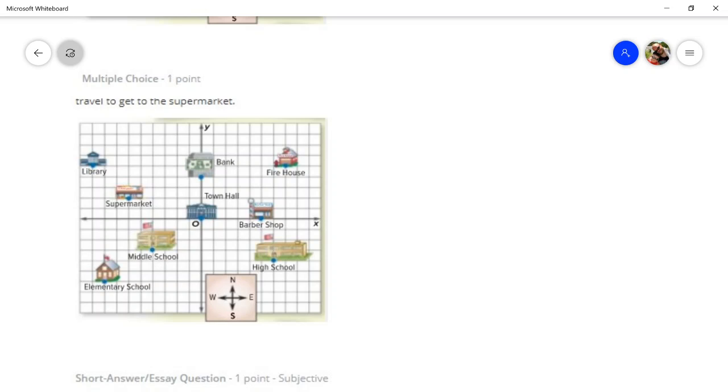Travel to get to the supermarket. Oh, looks like I cut part of that problem off. Hold on. Travel to get to the supermarket. Okay, Violetta is at the library. Describe how she's going to get to the supermarket. So she's at the library. It needs to go to the supermarket. All right, hold on. Pull my screen back up. There we go. I can see now.